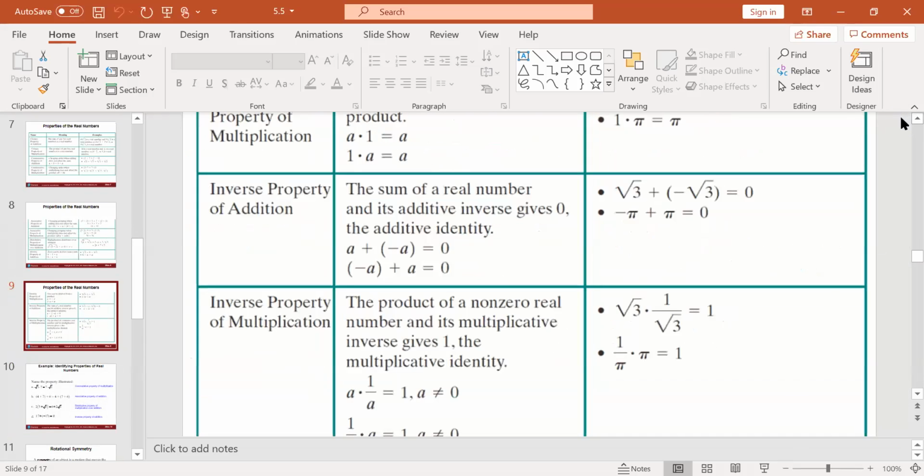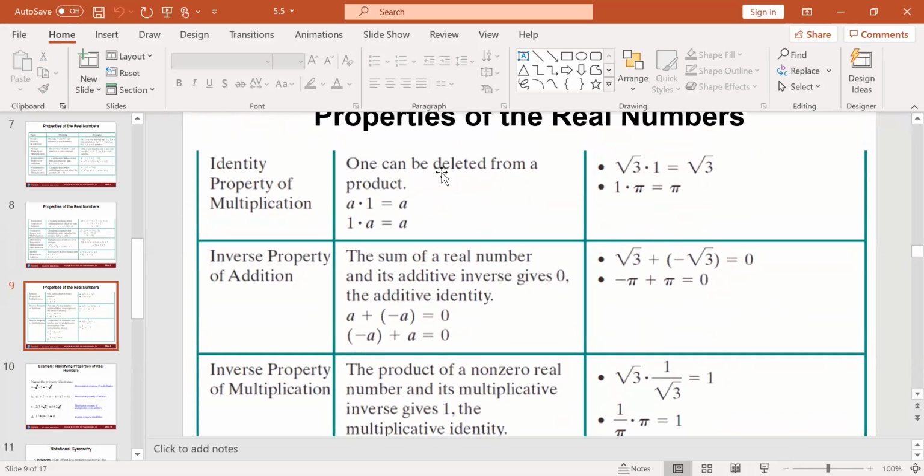Well, there is already an identity property of multiplication as well. For addition, if I add 0, nothing changes. For multiplication, if I multiply by 1, it doesn't do anything. Multiplying by 1 retains the original number. So some pretty useful, important properties again.